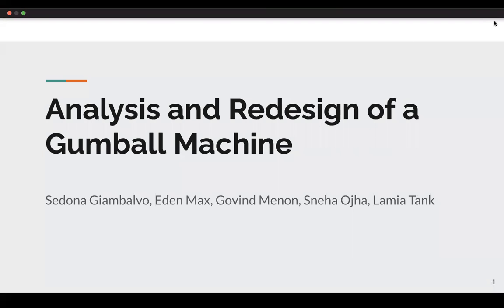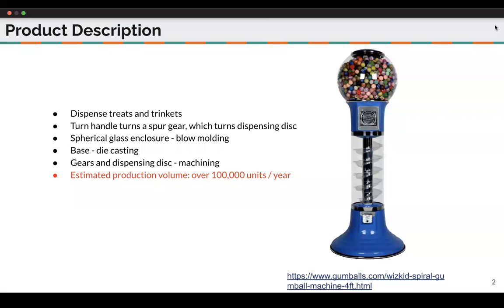Hi, we're Sedona, Eden, Gloven, Sneha, and Lamia, and this is the analysis and redesign of a gumball machine. The purpose of a gumball machine is to dispense treats and items, and the estimated production volume is over 100,000 units per year.